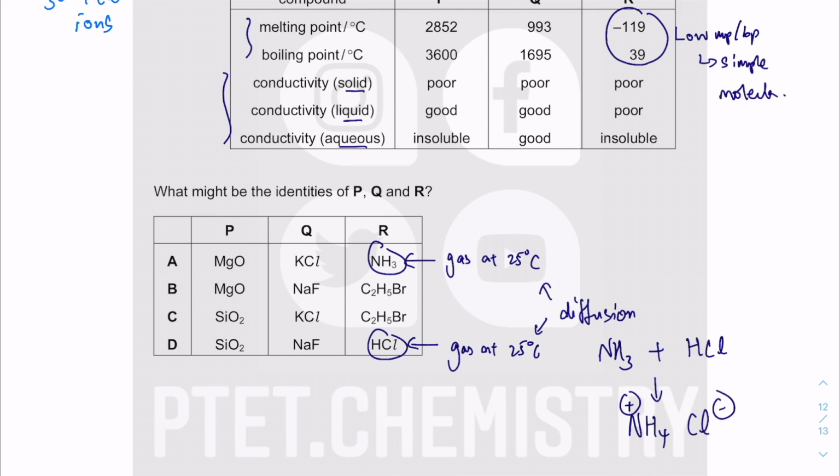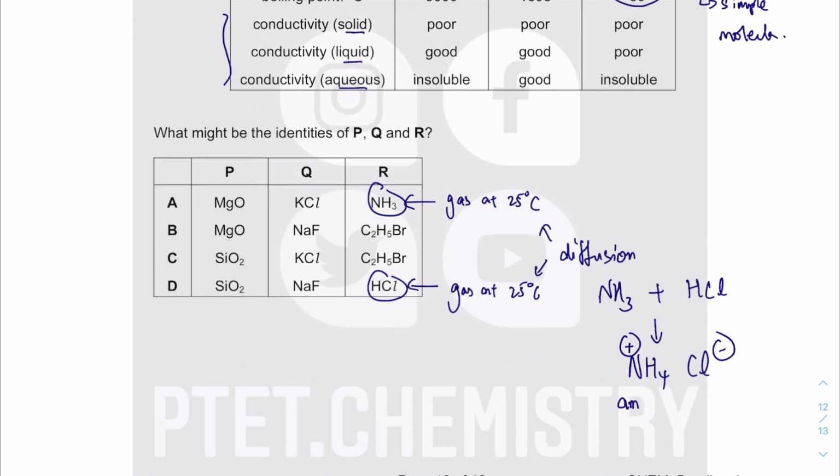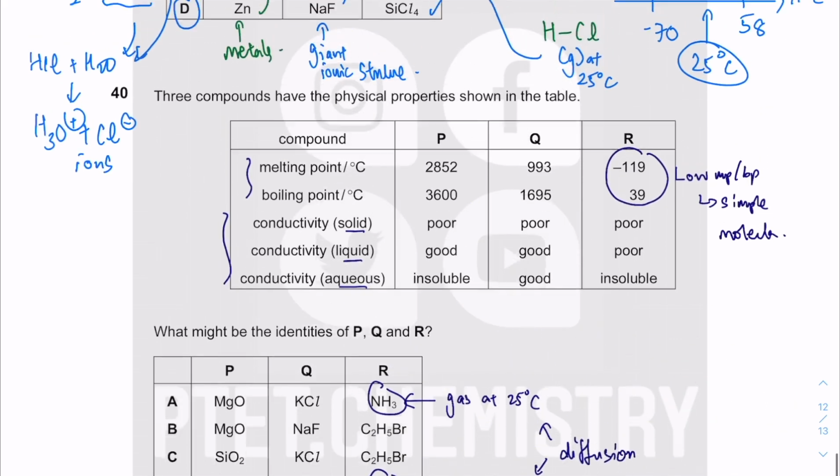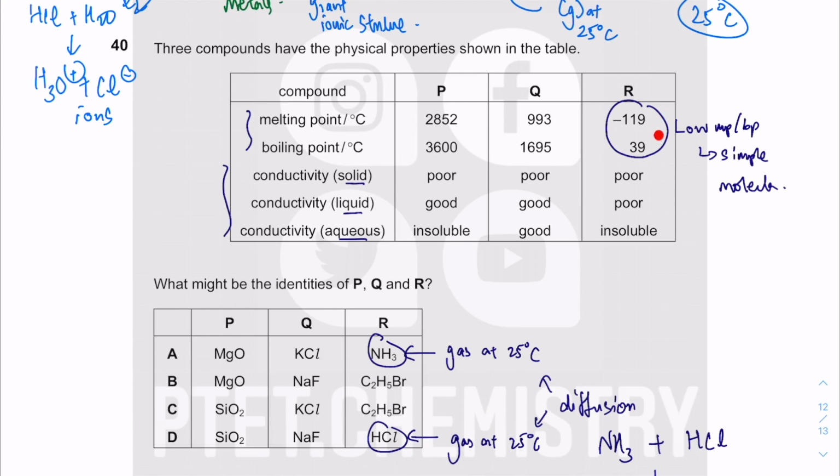NH4Cl. This is called ammonium chloride. So guess what? That is an ionic compound because you have got positive charge and negative charge. But that is a different reaction, not the same reaction as here. This is about properties. Because those two are gases at room temperature and pressure, I hope you can relate to your states of matter.